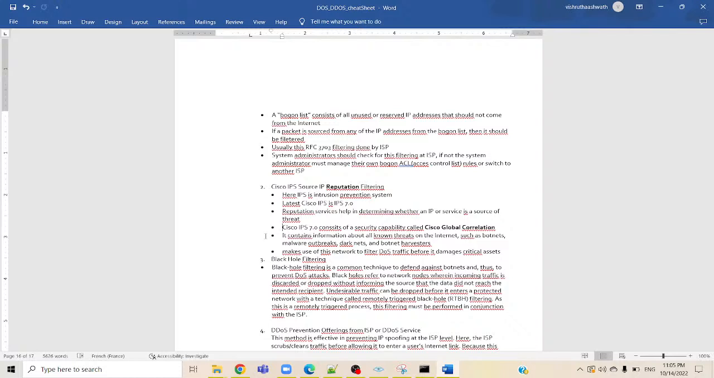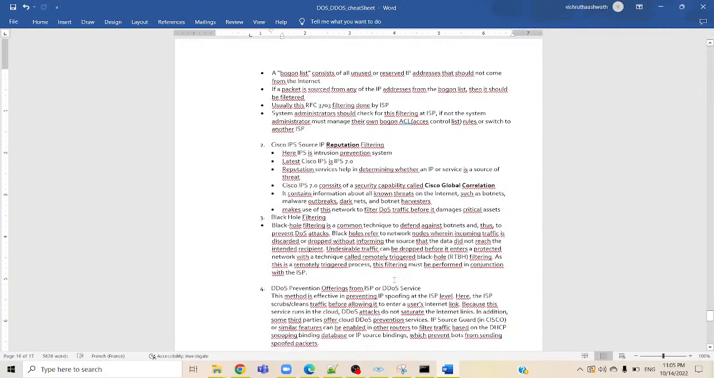Next one, black hole filtering. Black hole filtering is a common technique to defend against botnets and thus to prevent DoS attacks. Black holes refer to network nodes where incoming traffic is discarded or dropped without informing the source that the data did not reach the intended recipient. Undesirable traffic can be dropped before it enters a protected network with a technique called remotely triggered black hole (RTBH) filtering. As this is a remotely triggered process, this filtering must be performed in conjunction with the ISP.